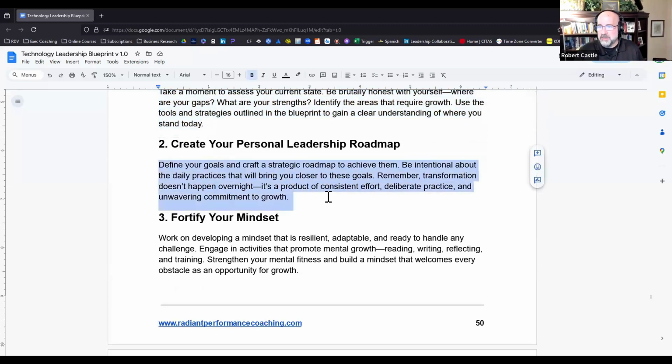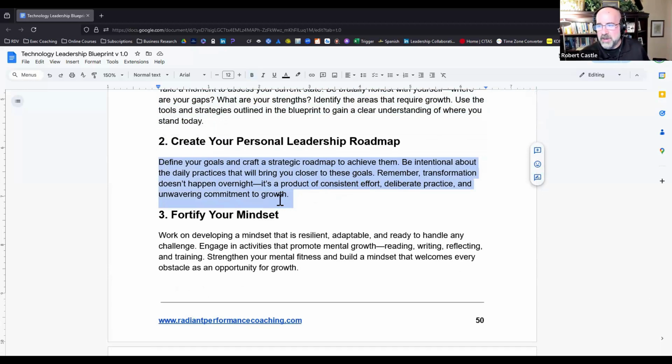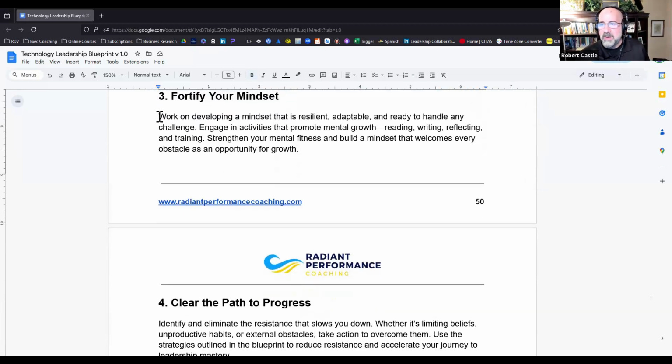Create your personal leadership roadmap. Define your goals, craft a strategic roadmap to achieve them. Be intentional about the daily practices that will bring you closer to these goals. And remember, transformation doesn't happen overnight. It's a product of consistent effort, deliberate practice, and unwavering commitment to growth.